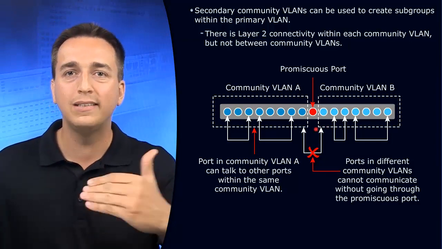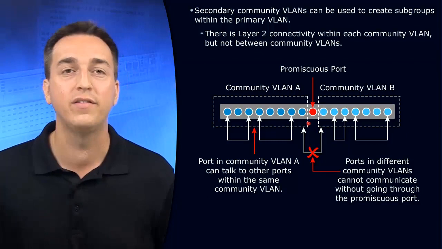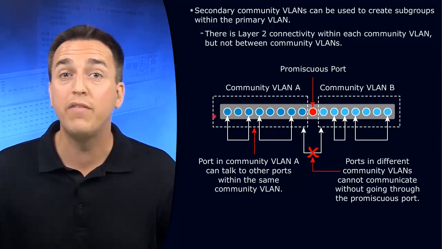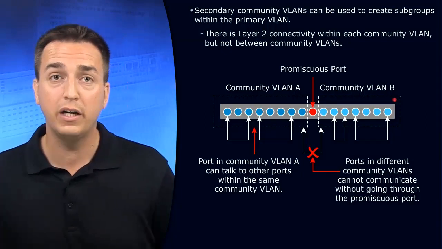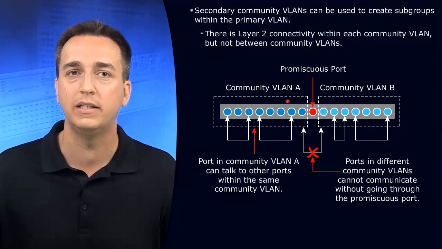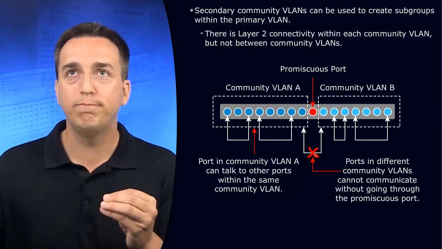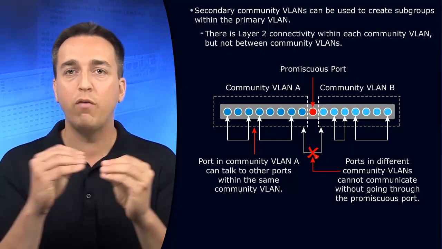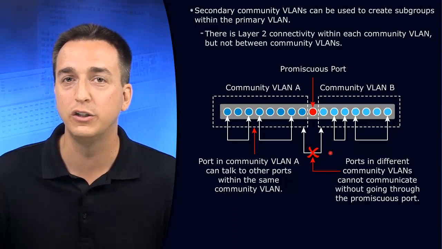When we go into the sub-VLANs, the secondary VLANs, what do we have? We now have that isolation. And everybody in community A can talk to each other. Everybody in community B can talk to each other, but they can't talk across communities. So there is that isolation we have, or the ability to control that flow of traffic between those switch ports.